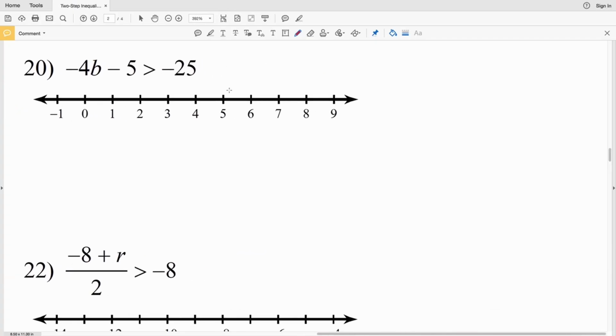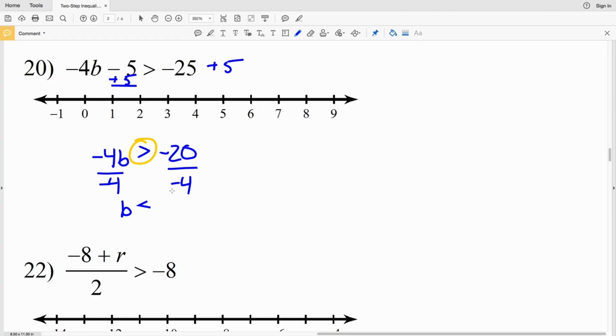Number 20, we have negative 4b minus 5 is greater than negative 25. Start by adding 5 to both sides. When we do that, we're left with negative 4b on the left-hand side, and that's greater than negative 20 on the right. Then we're going to divide by negative 4. Since we're dividing by a negative, we're going to have to flip this inequality sign. So then we'll get b is less than positive 5. And since we now have our solution, we can graph by circling the 5 and then shading everything to the left, since b is less than 5.